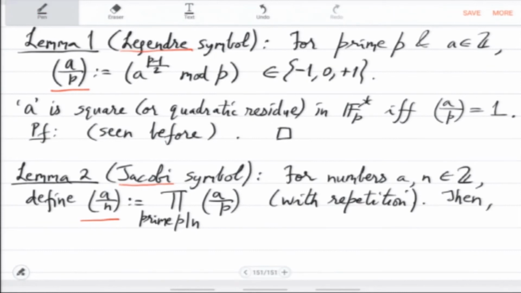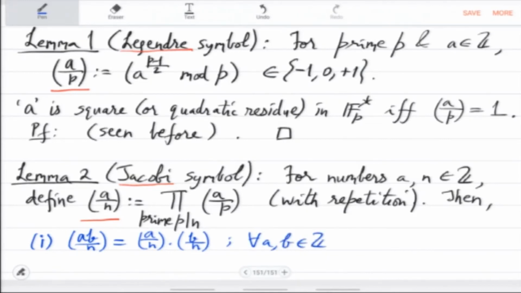So what are the properties? The first property is that it is multiplicative. So AB by N is equal to A by N times B by N for all integral A, B. So this first one is multiplicativity.